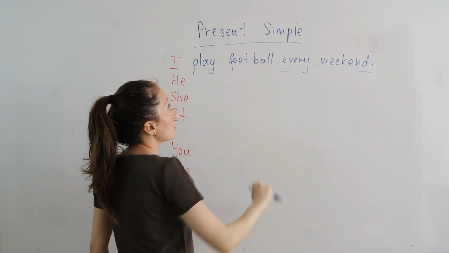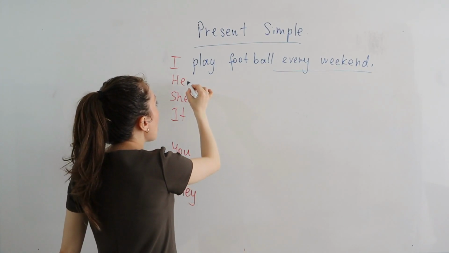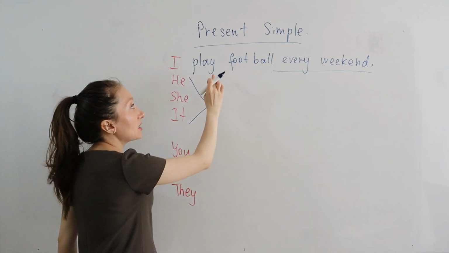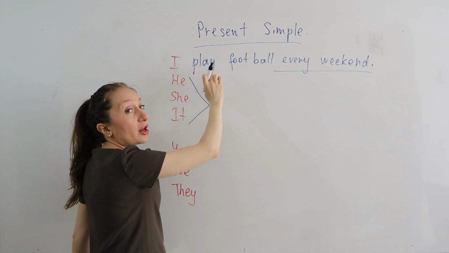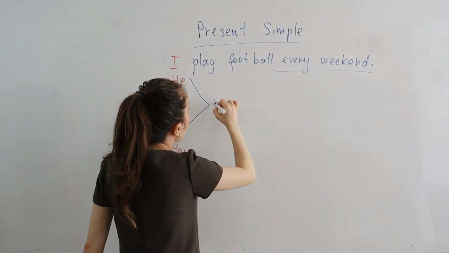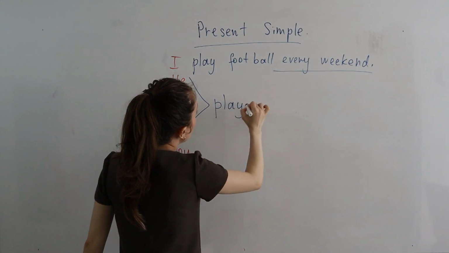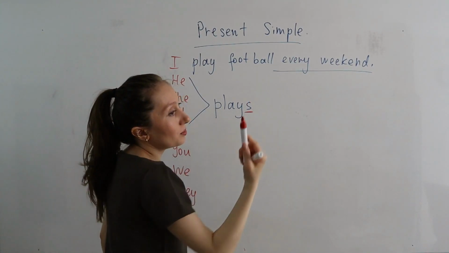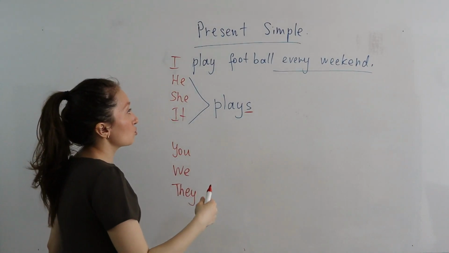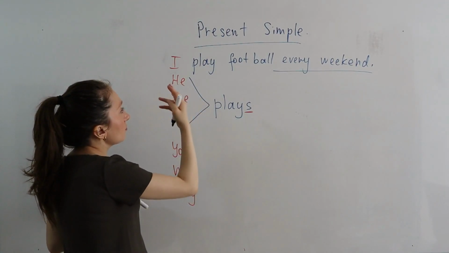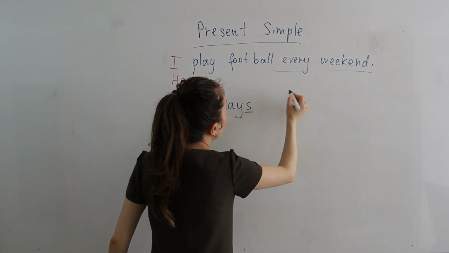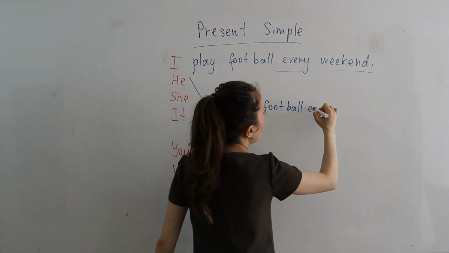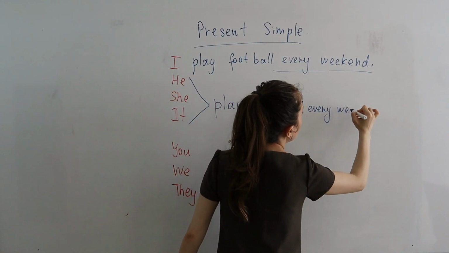Regular repeated action, right? So when we talk about he, she, it, you have to add s ending to the main verb. So you have he plays, she plays, or it plays, for example. So you know the structure. He, she plays football every weekend. The same sentence, for example.